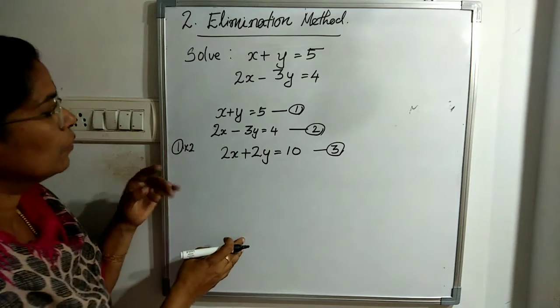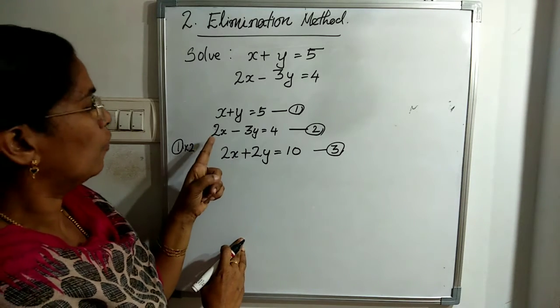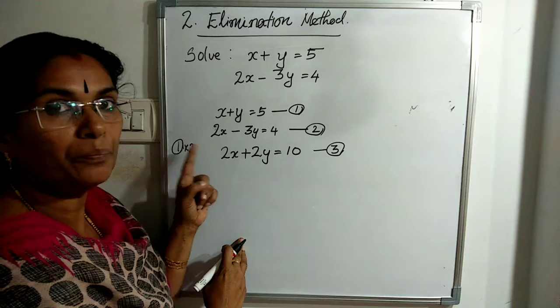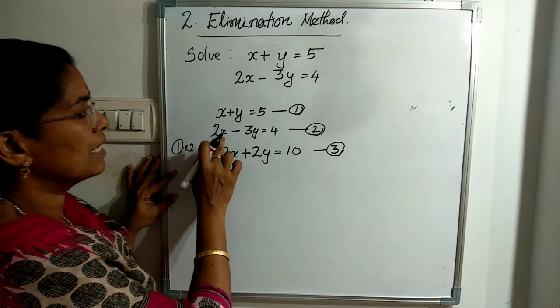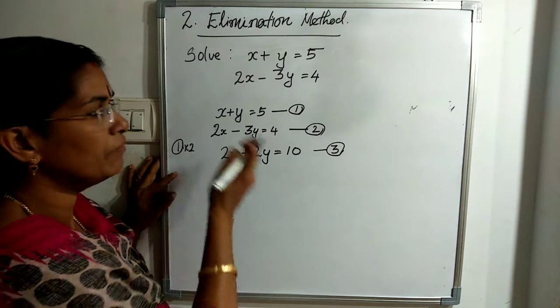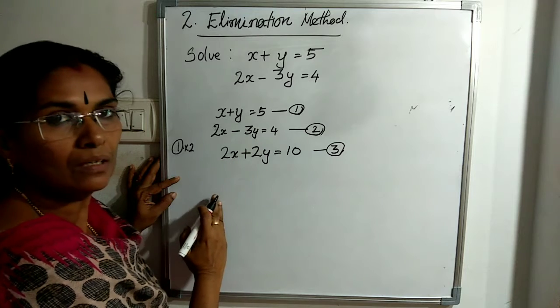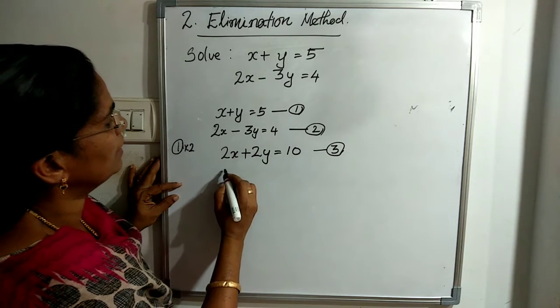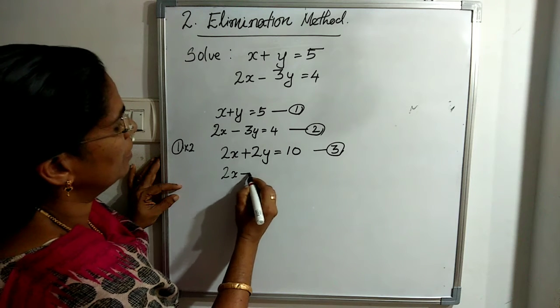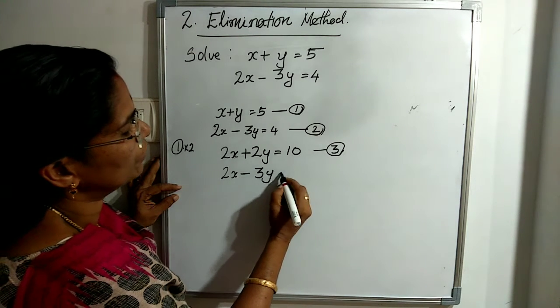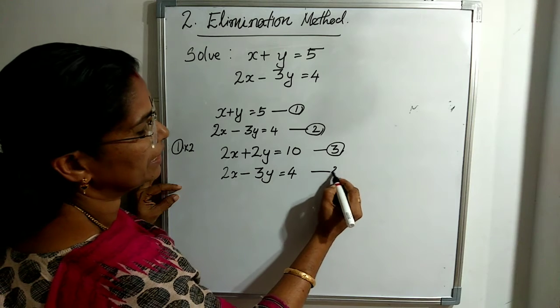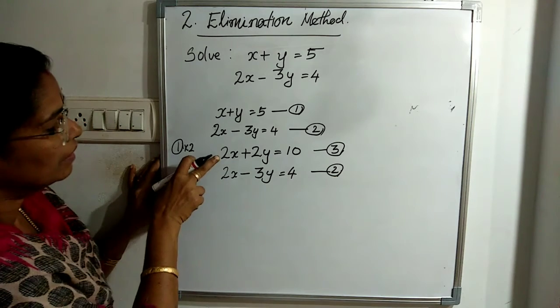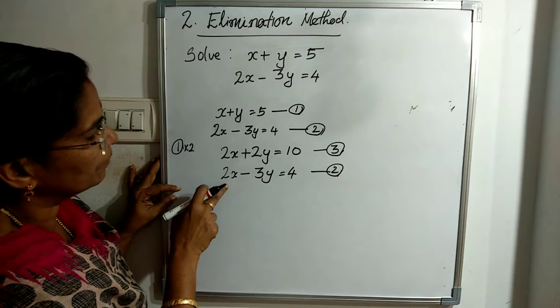This means you have to find a non-zero number to make the coefficient of one variable the same. Select any one variable and make its coefficient the same. Now the second equation we write as it is: 2x minus 3y equal to 4. This is our second equation. Now look here, the coefficient of x is the same.